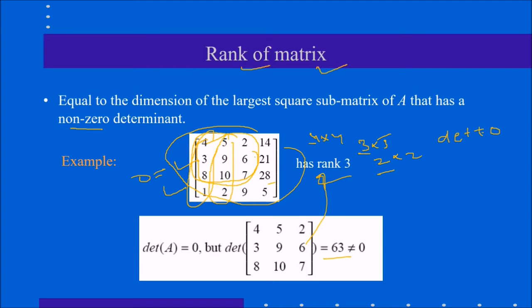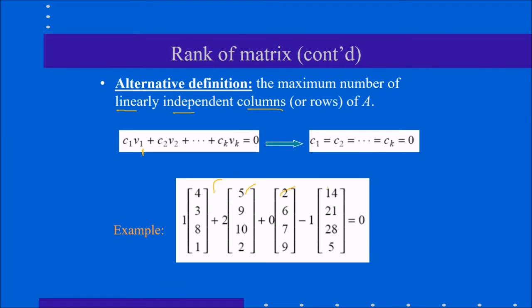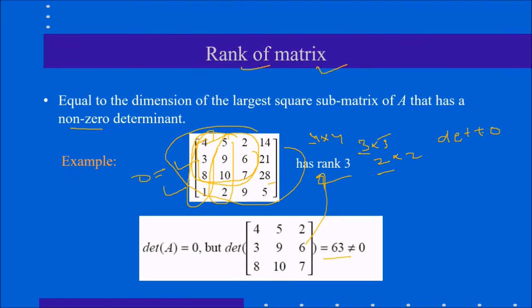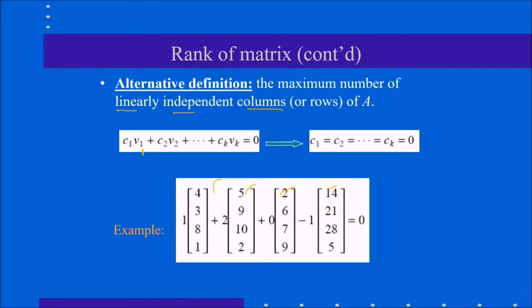So these are 4 columns we placed here, and these columns are C1, C2, till Ck, with constants. The definition is the maximum number of linearly independent rows. If we can find 3 rows, then the rank is 3. If we find 4 rows, we say 4, and if we find 2, we say the rank of the matrix is 2. Again, it is the maximum number of linearly independent columns or rows of A.